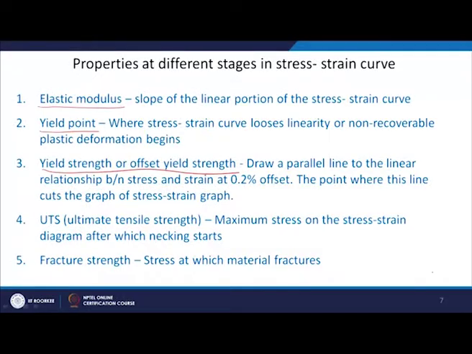Then you have fracture strength, the stress at which the material fractures. So, very simple, different locations of the stress strain curve. You can understand that I can get so many properties just by doing one tensile test. You can get elastic modulus, yield point or yield strength, UTS, ultimate tensile strength, or fracture strength.